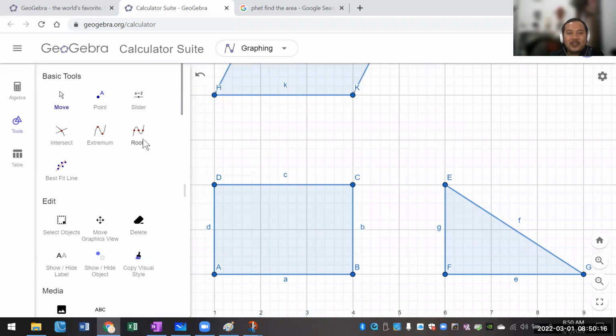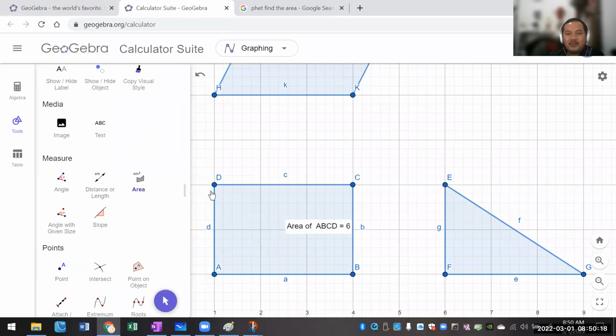Balik ke sini ya. We want to know the area of the shape. That will be 6. We want to know the area of the shape. It will be 3 ya. Tadi kita udah dapat ya.